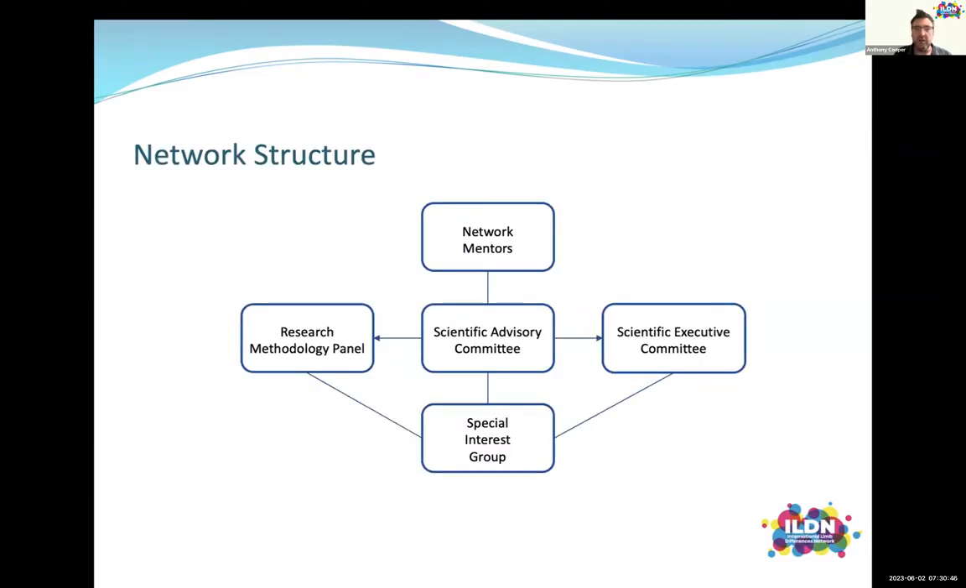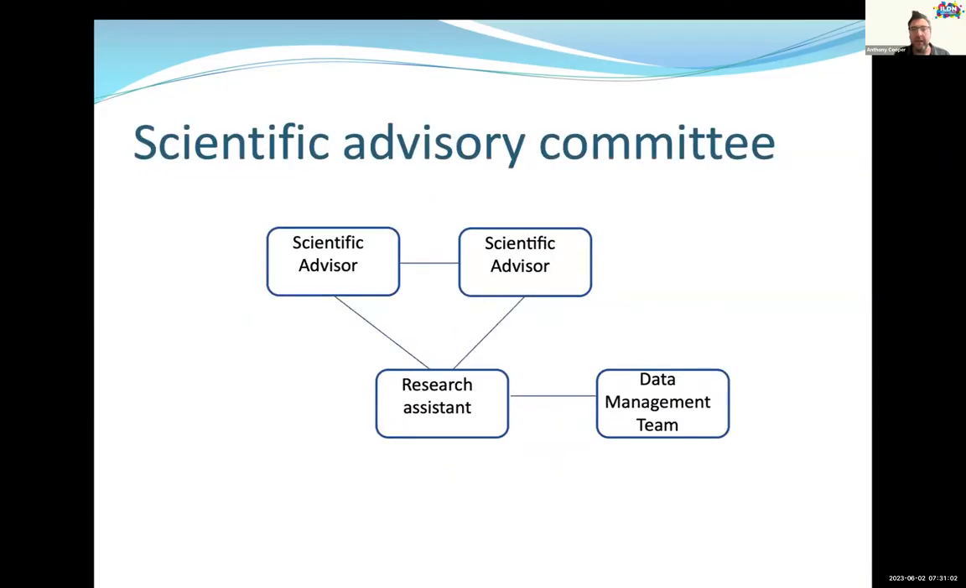So the network structure consists of some network mentors and at the core of the scientific advisory committees. We have research methodology panels who are there to look at the research and allow people to access the data that they contribute to the networks, as well as special interest groups. Each sub-registry is led by 2 scientific advisors, and one scientific advisor is from a high-income country, and one is from a lower middle-income country. And the reason for that is we want to be truly globally applicable. We want to be able to have the full spectrum of disease and the full spectrum of presentation and treatment.